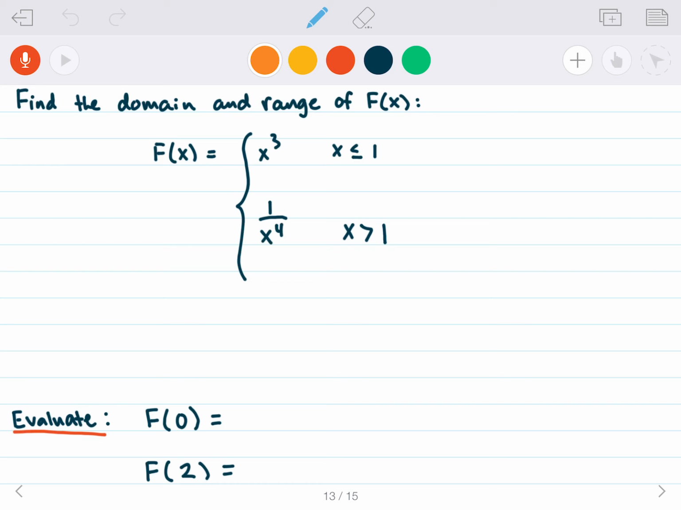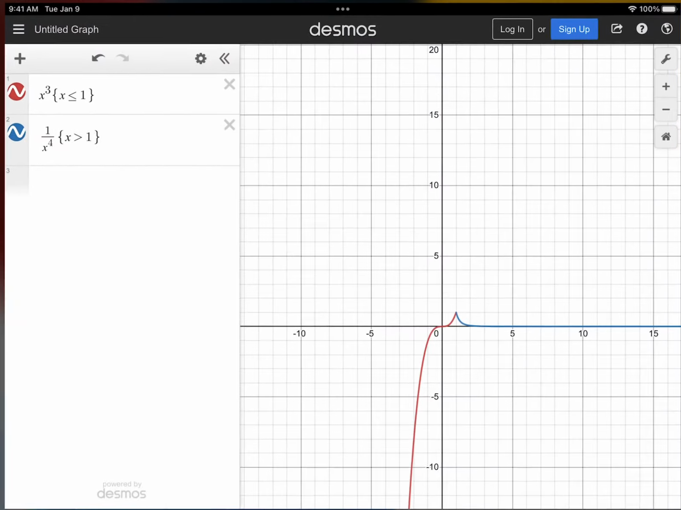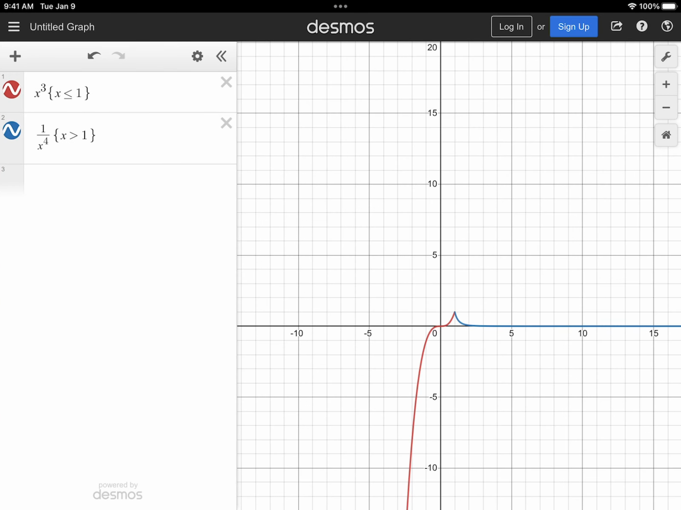Okay, so let's try to find the domain and range of a piecewise function. So our pieces, we have this first piece right here and our second piece right here. And what I'm going to do is look at Desmos to talk about the domain and the range. If you go to Desmos, this is how you put in a piecewise function.